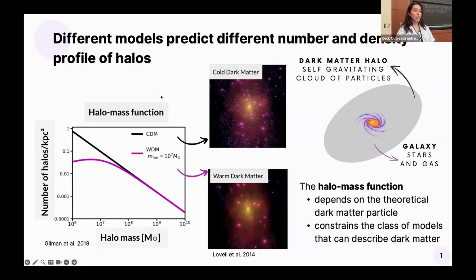We can also visualize it in terms of the halo mass function, which is on the left here. As we can see, warm dark matter predicts a lot more of these low mass dark matter halos with this turnover in the halo mass function. And so placing constraints on this halo mass function allows us to then place constraints on the kind of particle physics that dark matter predicts.